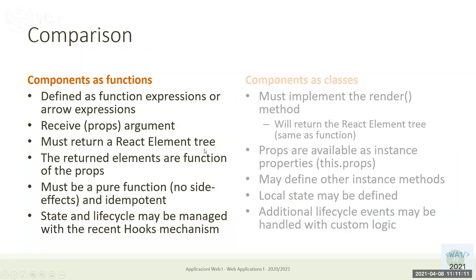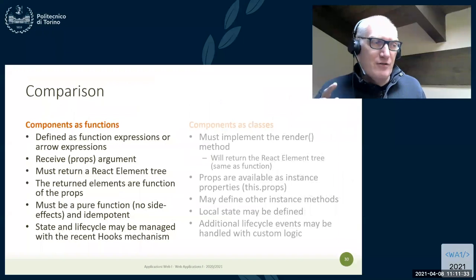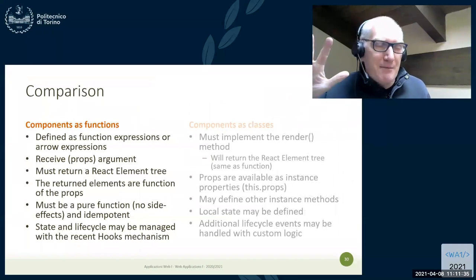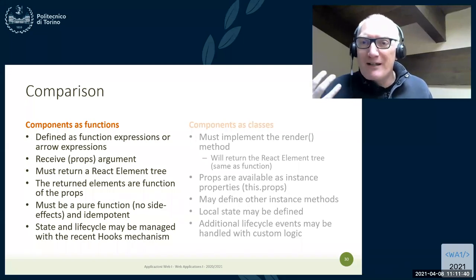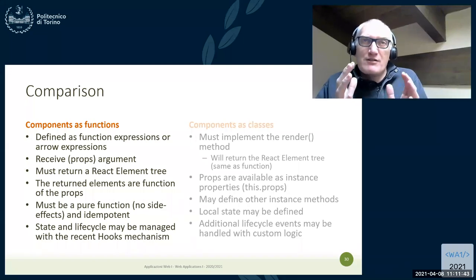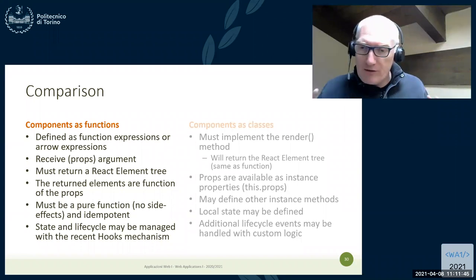They must return a tree, so not many trees, but only one tree. And the element that is returned should only depend on the properties, it should be a functional value of the properties. So same properties, same result. With no tricks and no side effects, because you don't know when React will call that function. Maybe it will call it once, maybe three times or five times, you don't know why. So you cannot rely on knowing when the function is being called. You know that the function is called whenever it's needed, and that's all you need to know.